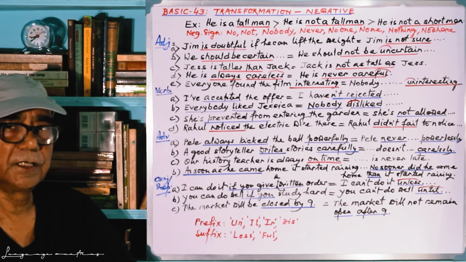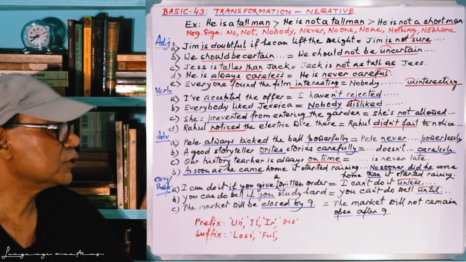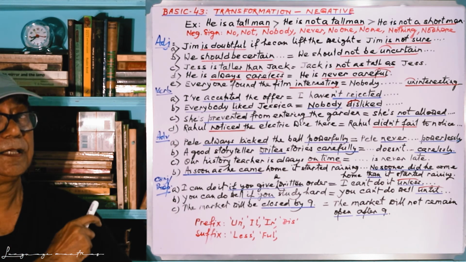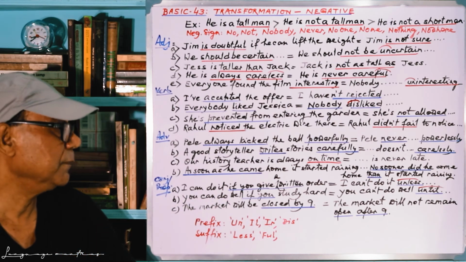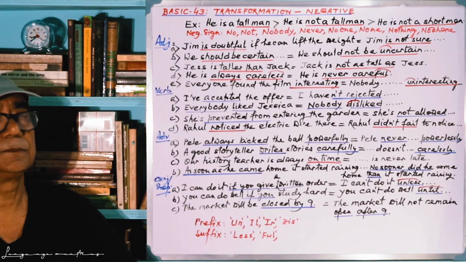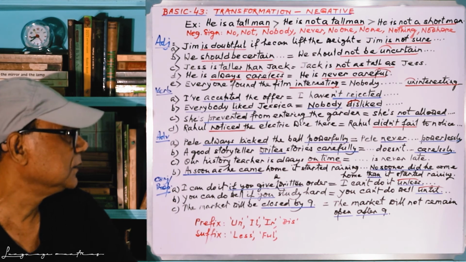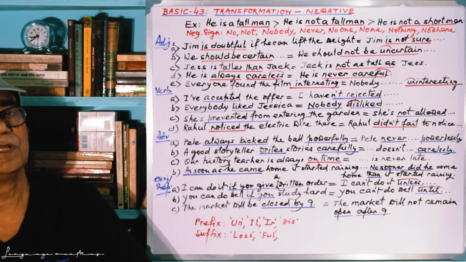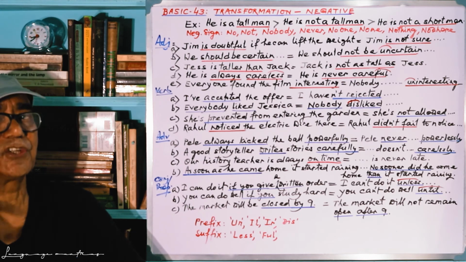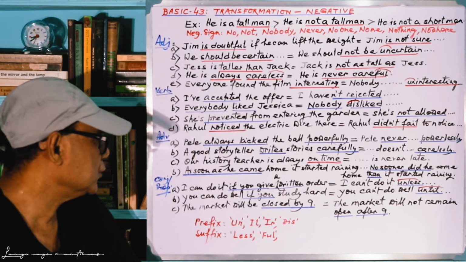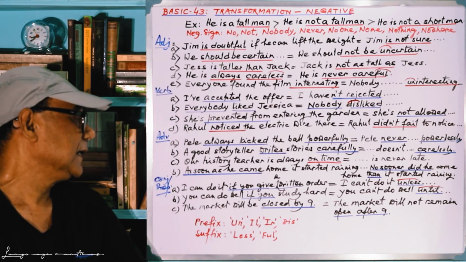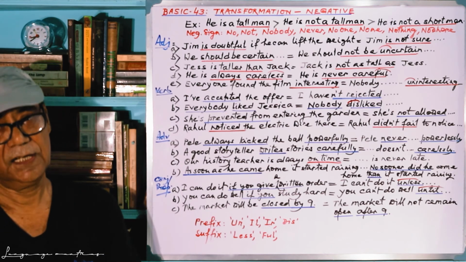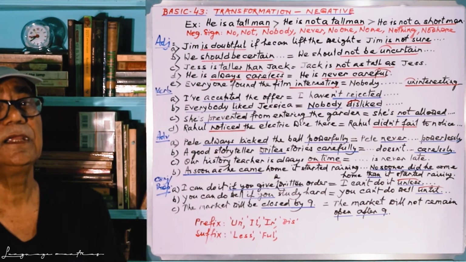Next one. You can do well if you study hard. That means you can't do well until you study hard. Or even unless is possible. Sometimes until and unless are interchangeable. So you can use that one also. So you can do well if you study hard becomes you can't do well until or unless you study hard.